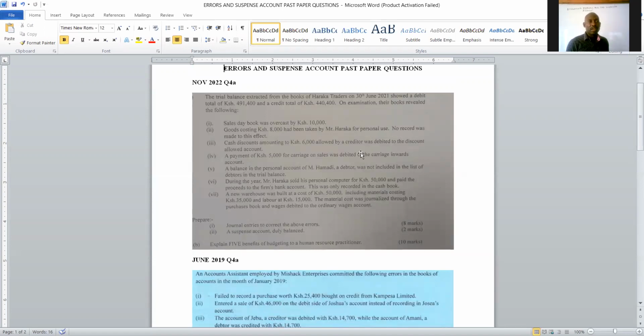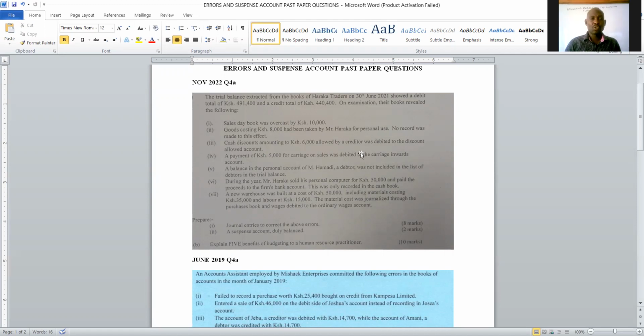The first question was tested in November 2022, and it appeared as question number 4A. You are given this information: the trial balance extracted from the books of Haraka Traders on 30th June 2021 showed a debit total of 491,400 and a credit total of 440,400. On examination, their books revealed the following.